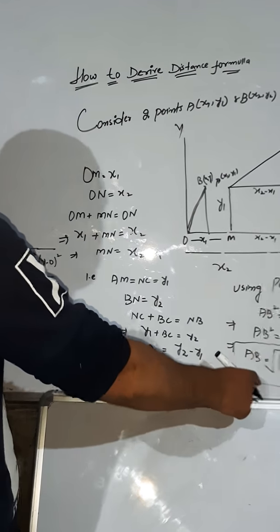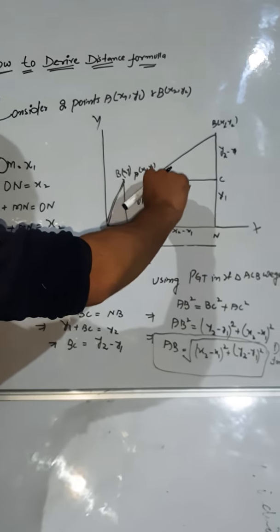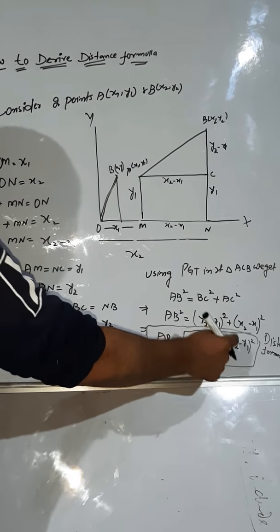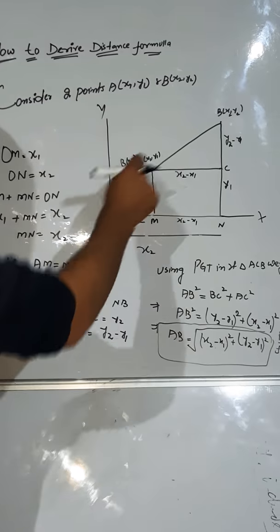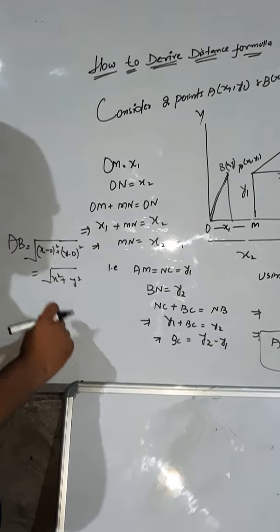Thus the formula for finding the distance between 2 points is under root of x2 minus x1 whole square plus y2 minus y1 whole square. If one point lies at the origin, then it's under root of x square plus y square.